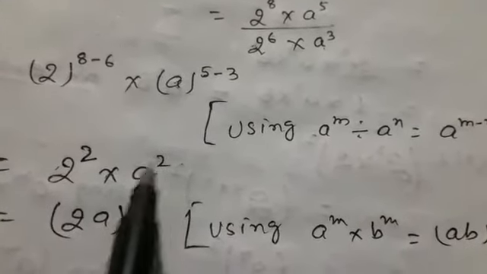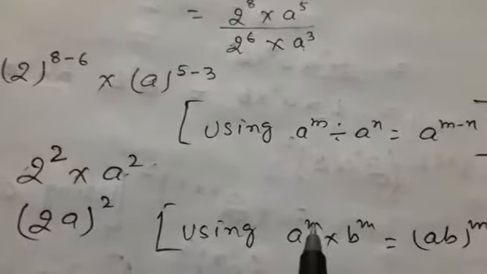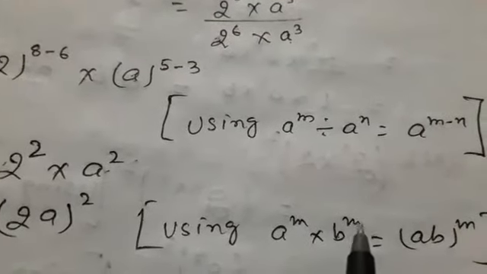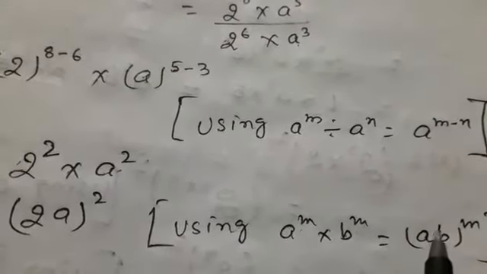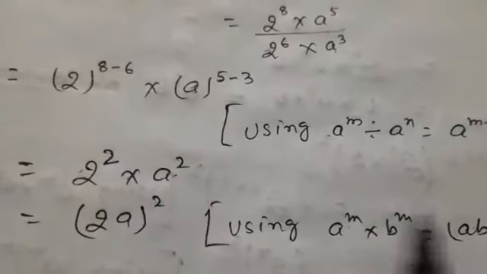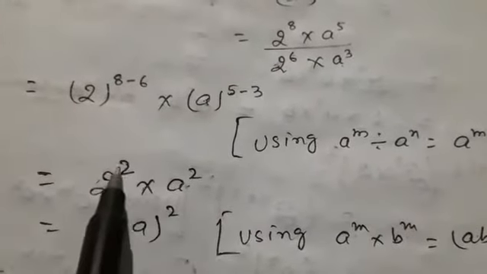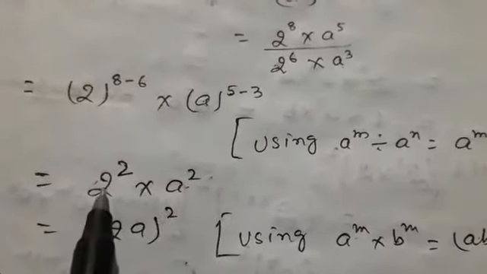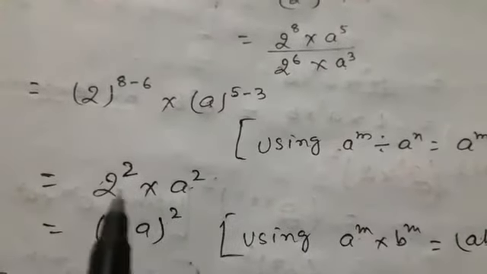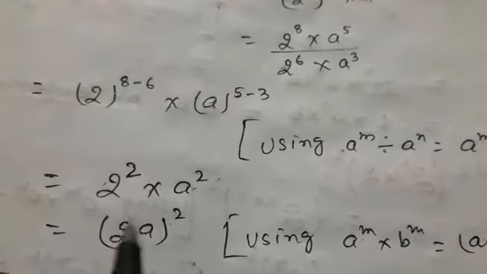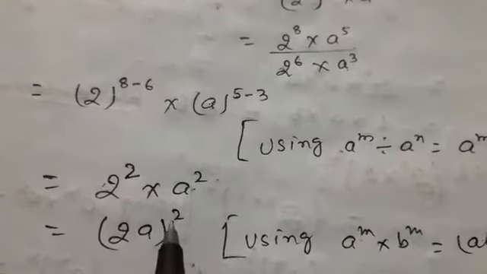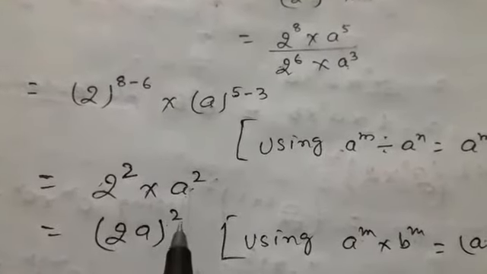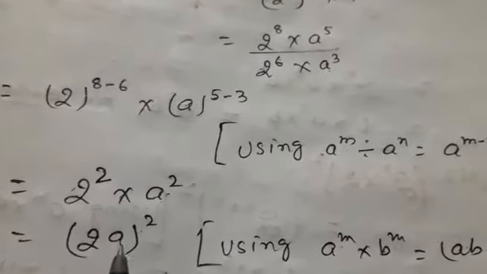Here powers are the same. Using a to the power m multiply b to the power m is equal to (a multiply b) to the power m, powers are taken as common, so we take 2 as common and bases are multiplied. So 2 multiply a equals (2a) to the power 2, or (2a) square. It is an exponential form.